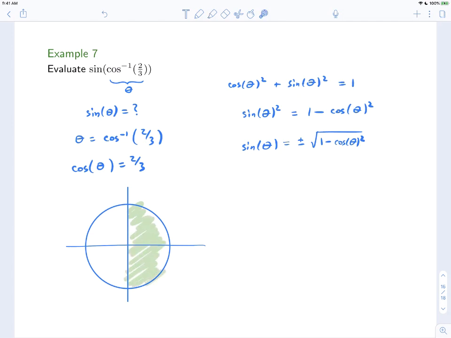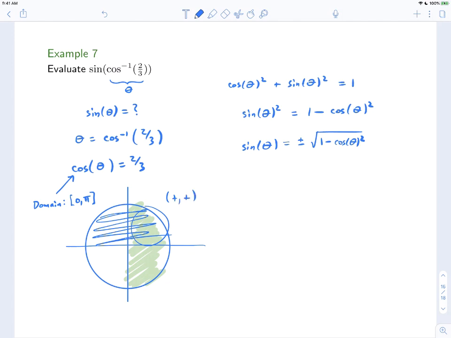However, we're looking at cosine inverse of 2/3. And cosine inverse is the inverse of cosine on a restricted domain. So cosine of theta has a restricted domain, and its domain is the interval from 0 to pi. And that's the top half of the circle. So again, we're looking at something that's either in quadrant 1 or 4, but it has to be in quadrants 1 or 2. So the only way that can happen is if it's in the first quadrant, where they're both positive.